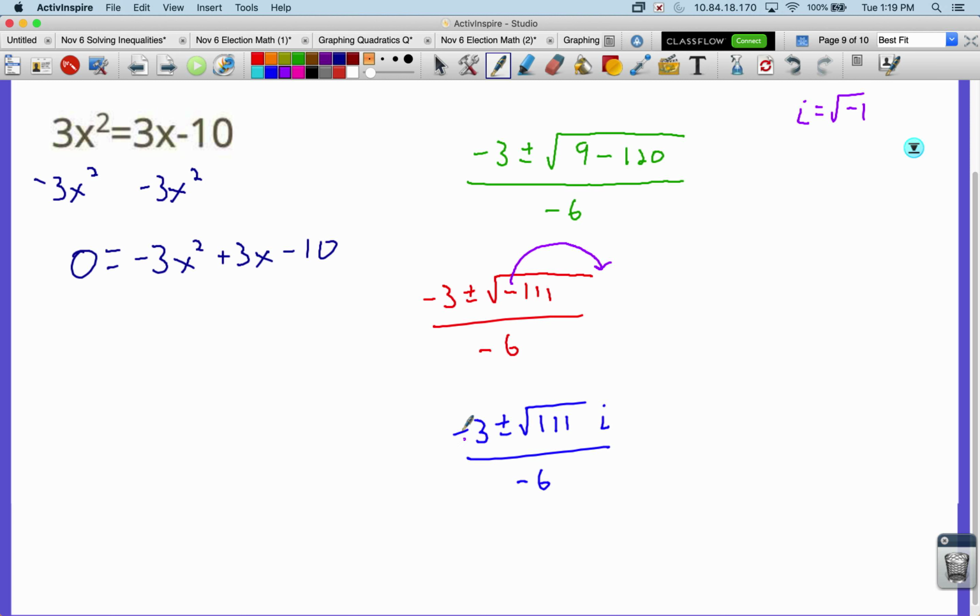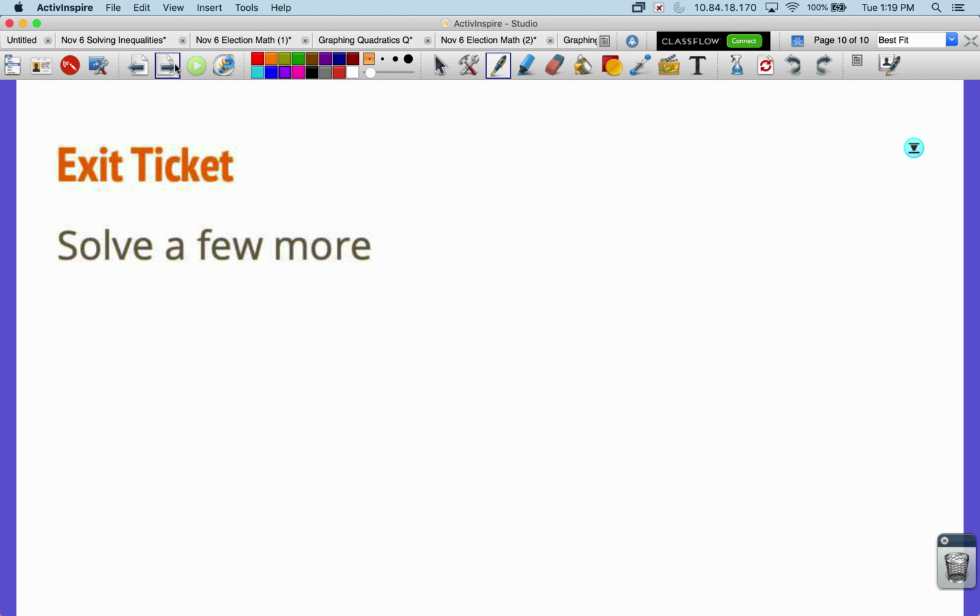Here, the negatives could actually cancel. And we could distribute that divide by 6, but I'll just cancel the negatives and call it 3 plus or minus the square root of 111 i all over 6. And I think that that's a fine answer for this one. All right, so essentially if you see a negative inside a square root, pop it out as an i at the end. All right. I'll embed a few more questions here, but that's that for this video. Have a good rest of your day.